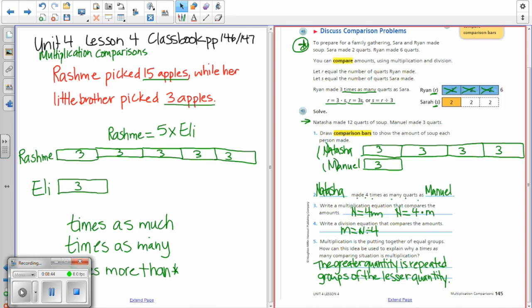How is that idea going to help us to explain why times as many is a comparing situation is multiplication? So if you hear times as many, you know that there's going to be a multiplication situation going on. Well, it's because that greater quantity, Natasha's 12 quarts, is repeated groups of the smaller quantity. It's 4 repeated groups of Manuel's 3 quarts. It's Ryan's 3 groups of Sarah's 1 group of 2. It's how many times you repeat that smaller quantity.